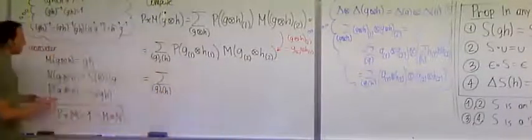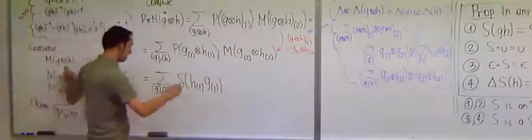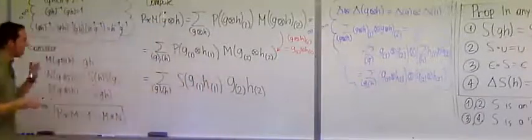Sum over G and H, and then P of G1 tensor H1 is just S of H1 G1, and M of G2 tensor H2 is just G2 H2. Did I do something wrong? P of G1 H1, oh yeah, sorry, P of G1 tensor H1 is S of H1 G1. Thank you. Yeah, this is really what I meant to write.